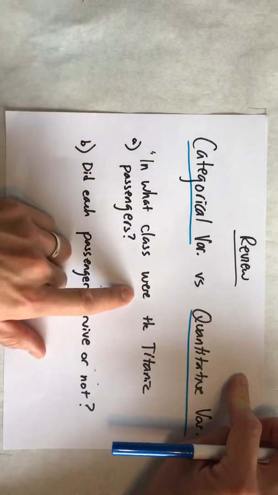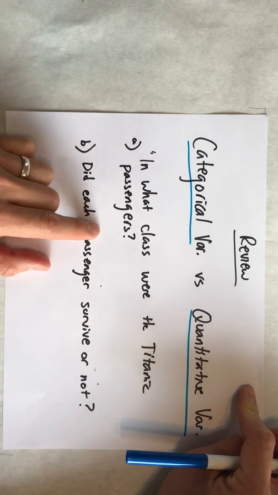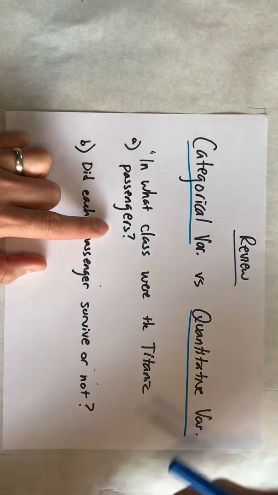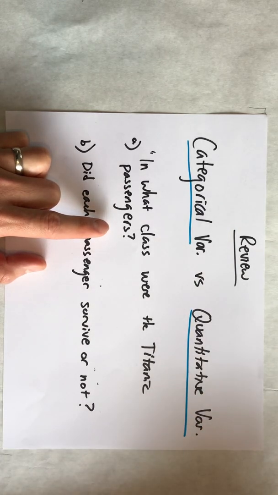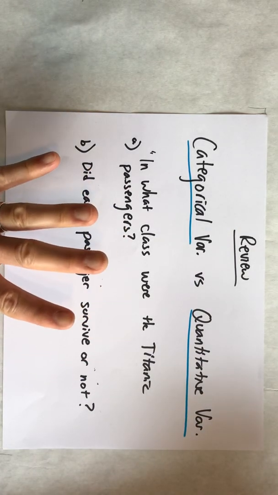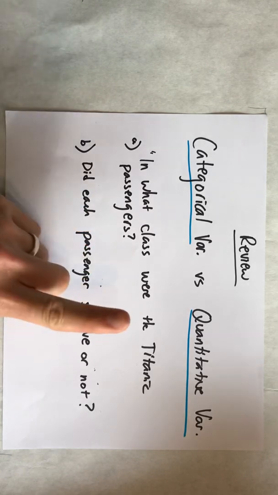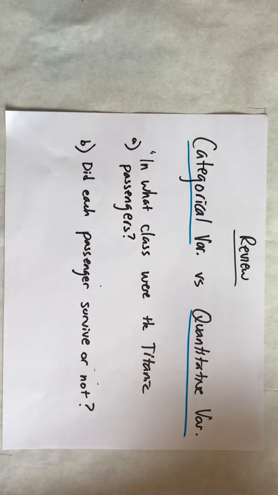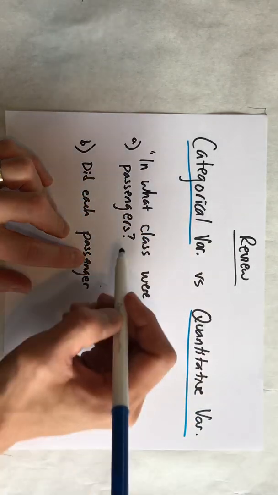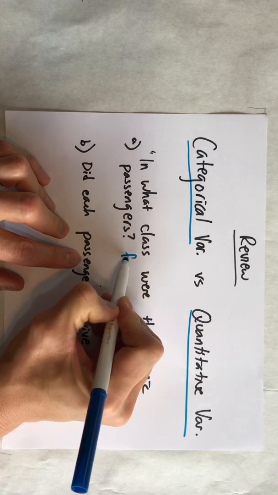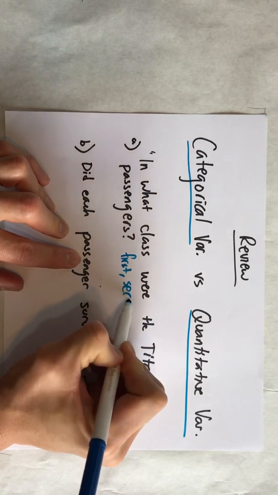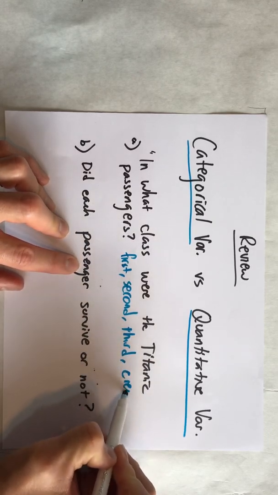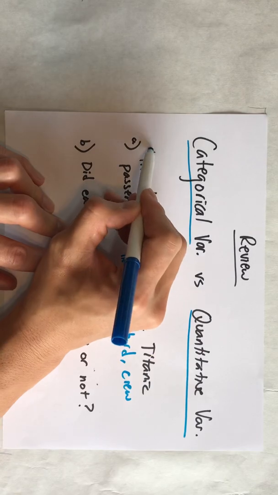So consider this question. In what class were the Titanic passengers? We're going to go back to that example that we talked about on Tuesday that pretty much is consistent through chapter 3. So on the Titanic, there were 4 possible class options. You were either first class, second class, third class, or you're part of the crew, okay? So when you respond to this, you have first, second, third, or crew, okay? So this would be categorical.